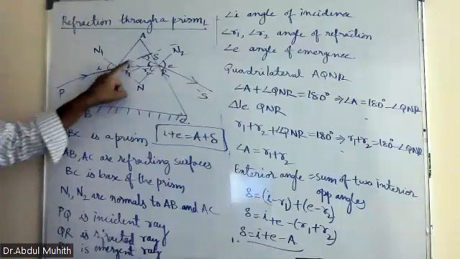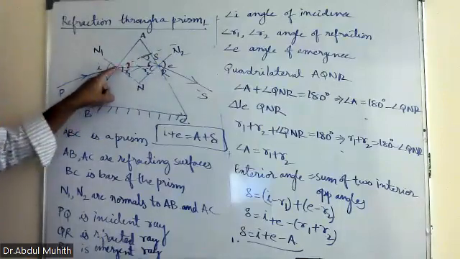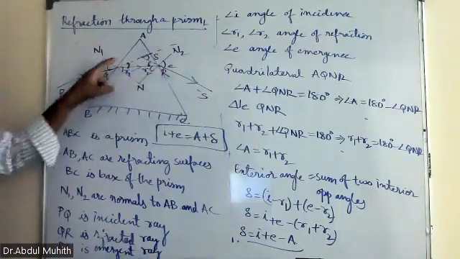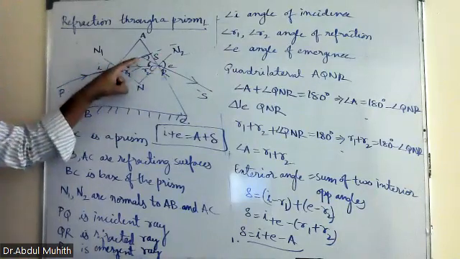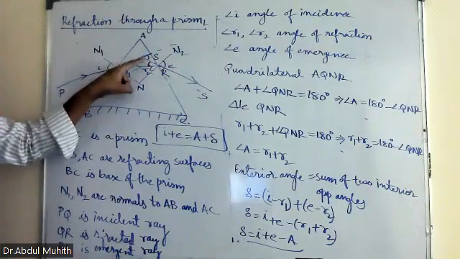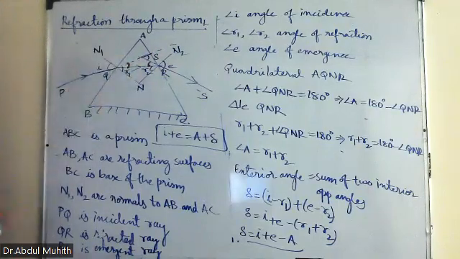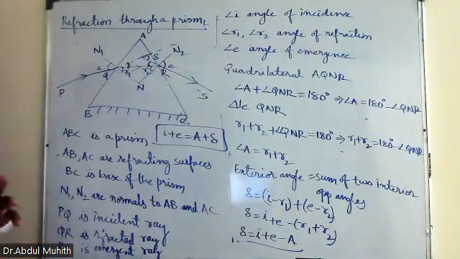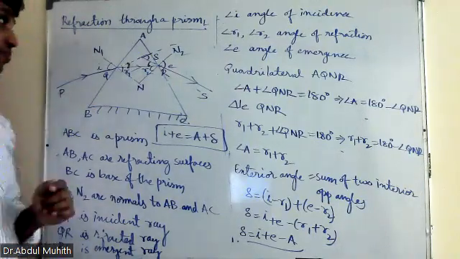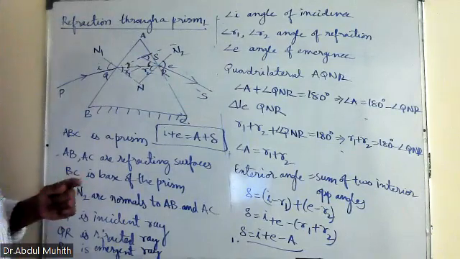Now, if you look at this line carefully, this is the incident ray and this is the emergent ray. That means we are extending the incident ray and the emergent ray backward. So they meet at a point and make an angle, that is delta. So delta is said to be the angle of deviation. Angle of deviation is the angle between the incident ray and the emergent ray.